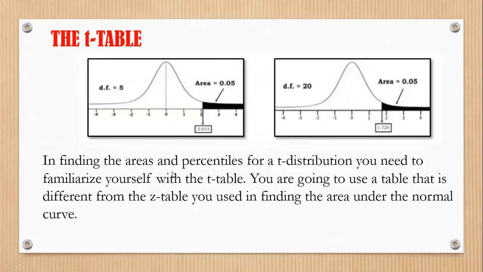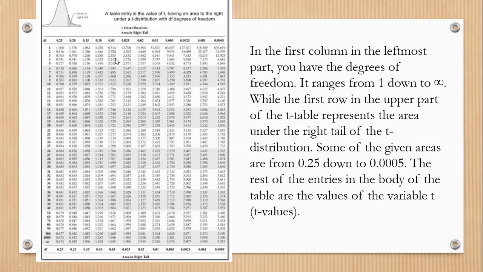Okay, so in finding the areas and percentiles for a t-distribution, you need to familiarize yourself with the t-table. You are going to use a table that is different from the z-table because we will be considering the degrees of freedom. So how do we look for that? In the first column, as you can see, there is the degrees of freedom. So we have the formula n minus 1. Let's say, for example, your sample size is 25. Therefore, the degrees of freedom will be equal to 24 since 25 minus 1 equals 24. So this is the 24 for the degrees of freedom.